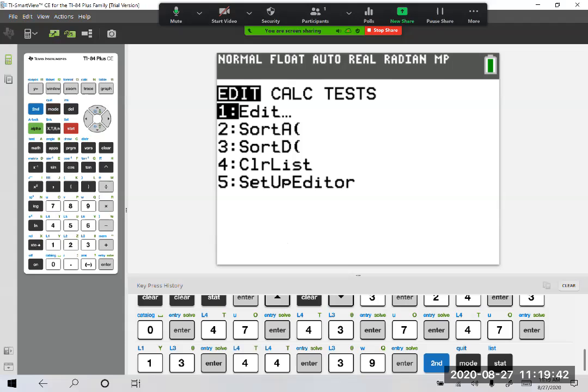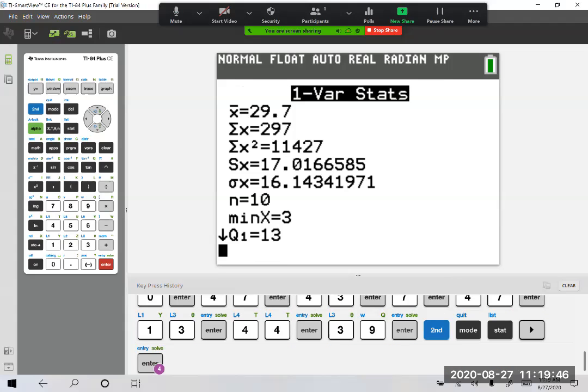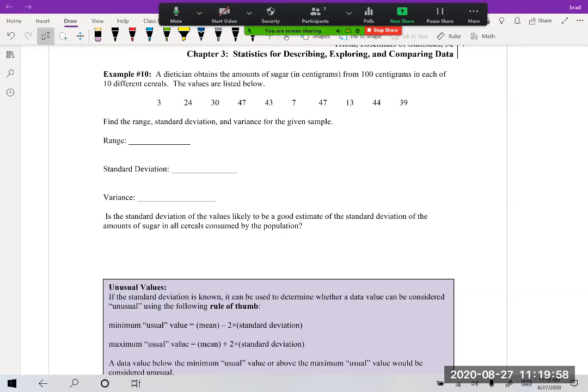Now we go back into Stat and we calculate single variable stats. And now we have our x̄ is 29.7. We have our s, which is 17.017 if we round off. So I'm going to come over here and I'm going to write that my standard deviation is 17.017, rounding to 3 decimal places.